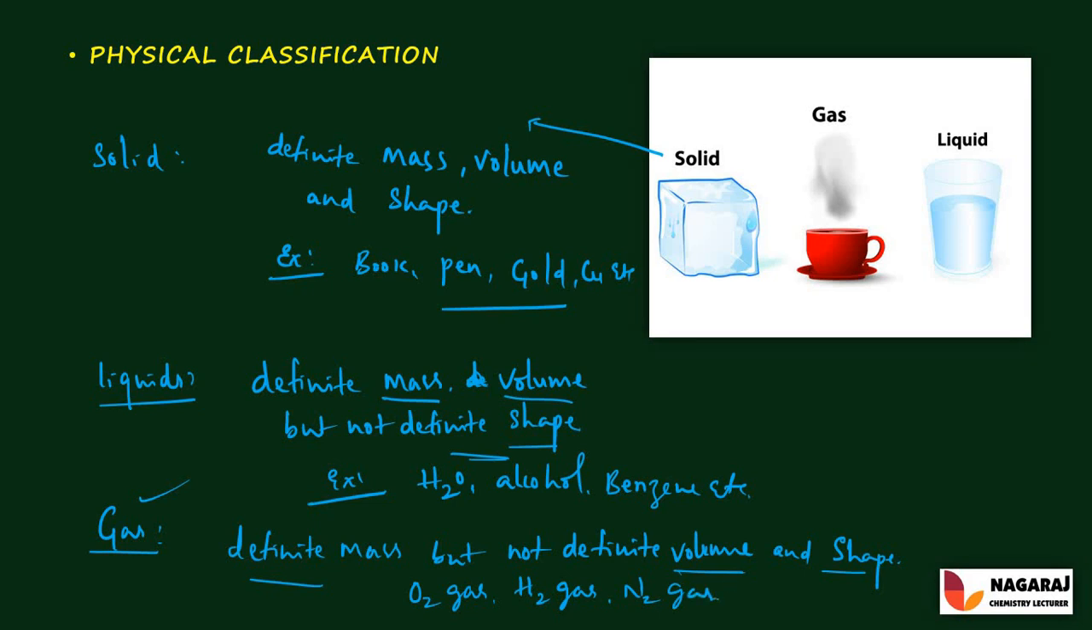So based on the physical characteristics of matter, it is divided into mainly three types. One is solid, liquid and gases. So solids are the substance which has definite mass, definite volume and definite shape. But the liquids are the substance which has definite mass and definite volume but not definite shape. And gases are the substance which has definite mass but not definite volume and definite shape. That substance is generally called gases.